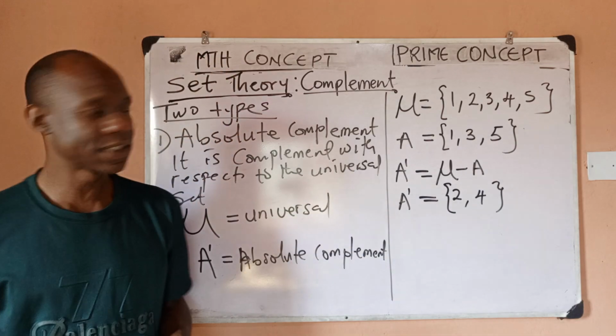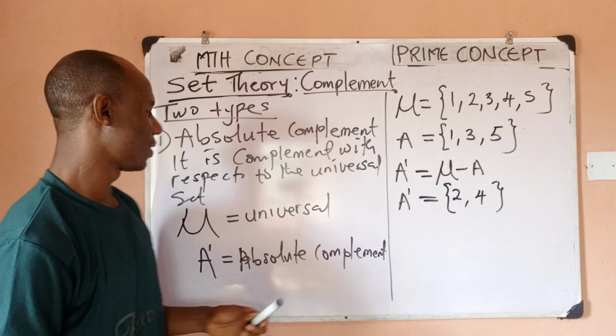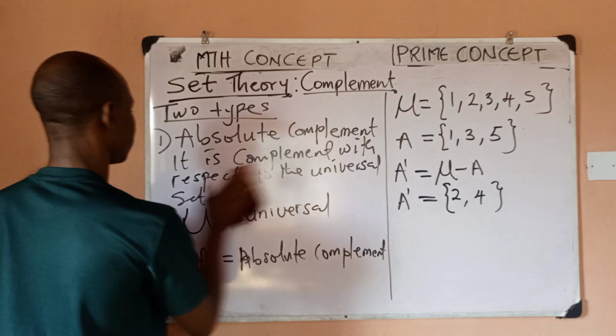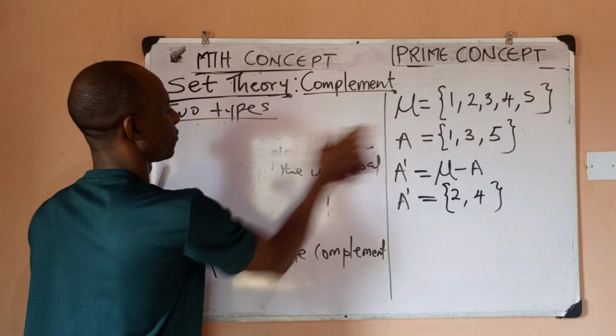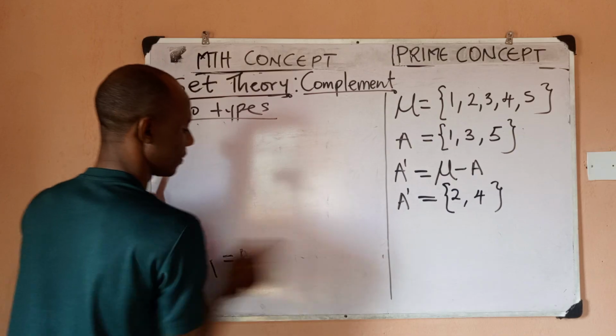Let me give you one more example to buttress the point. Now say we have the universal set this way.